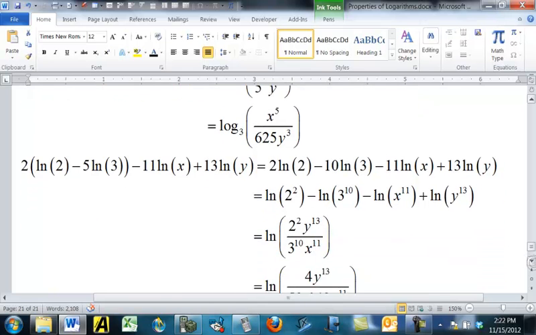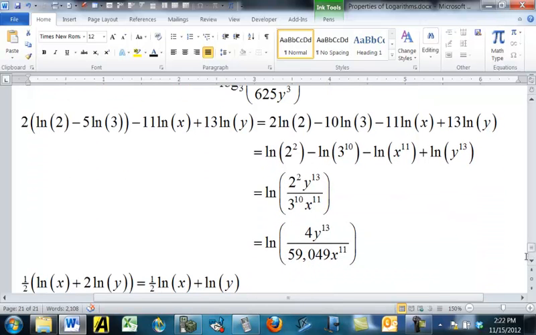Alright, we got another one or two here. First thing I did is distribute the 2. 2 ln of 2 minus 10 ln of 3 minus 11 ln of x plus 13 ln of y. Can't put them together yet because we need to get the coefficients to be 1 or negative 1. So bring the coefficient inside the parentheses where it becomes a power. So that becomes ln of 2 squared minus ln of 3 to the 10th minus ln of x to the 11th plus ln of y to the 13th.